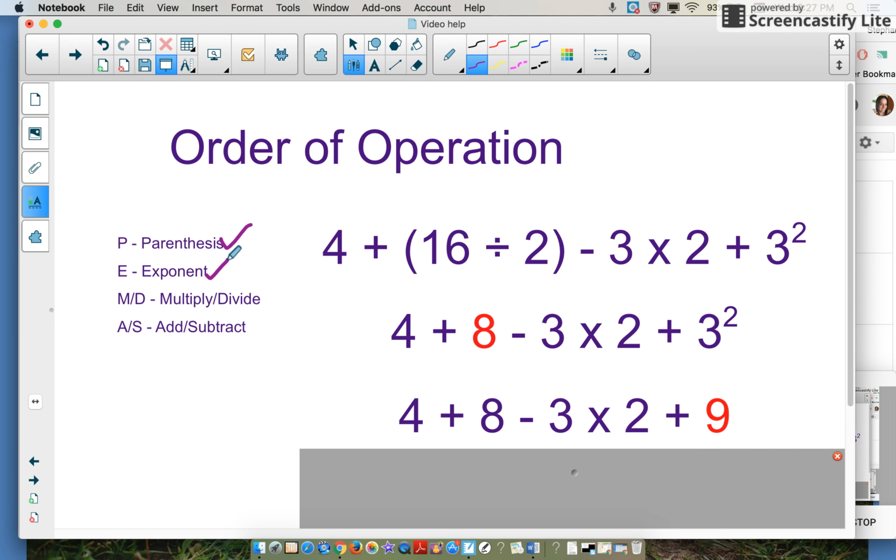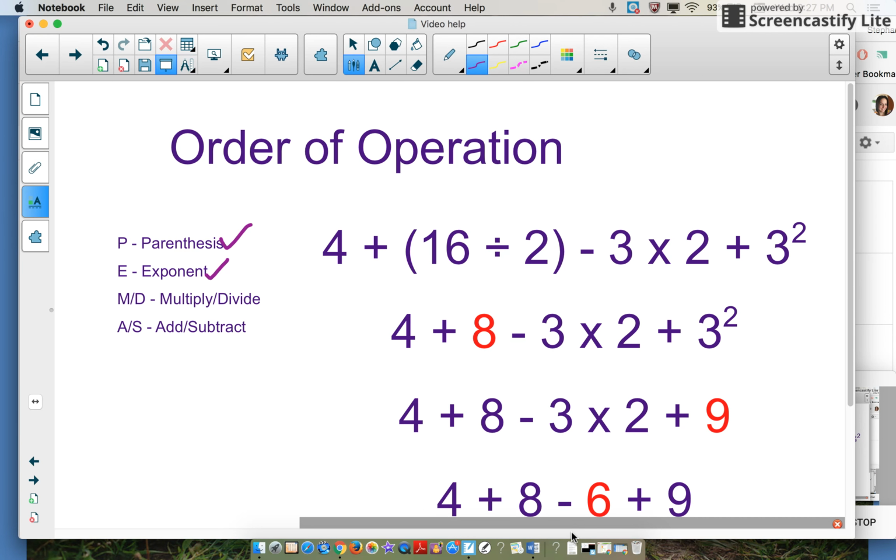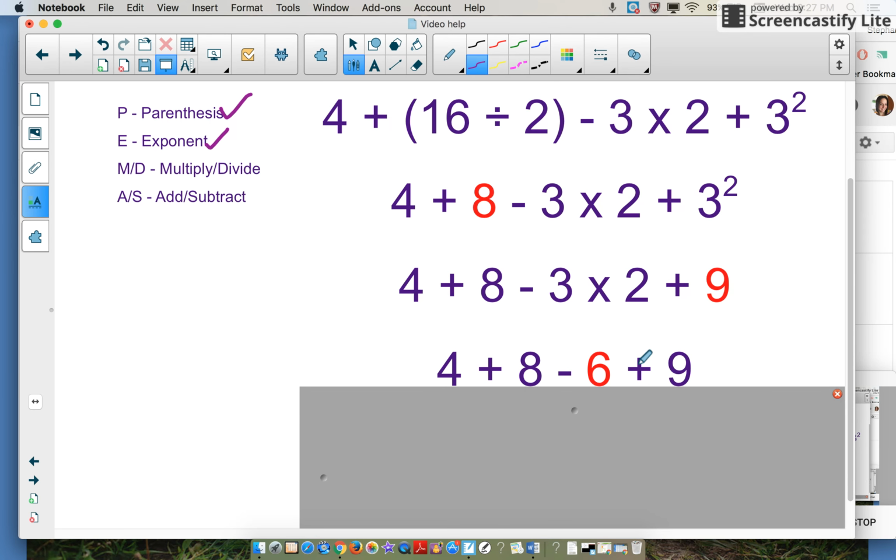So then the next thing it says I'm supposed to do is multiply and divide left to right. The first thing I come across is my multiplication, 3 times 2. 3 times 2 is 6. And so we would write 6, and then everything that came before the 3 times 2 and everything that came after the 3 times 2. There's no more multiplication and division, so I can say I'm done with that.